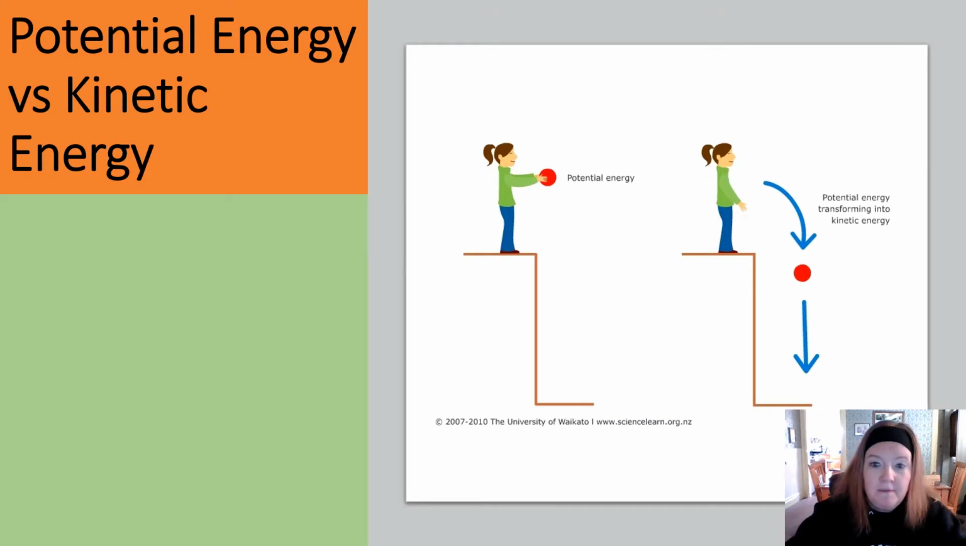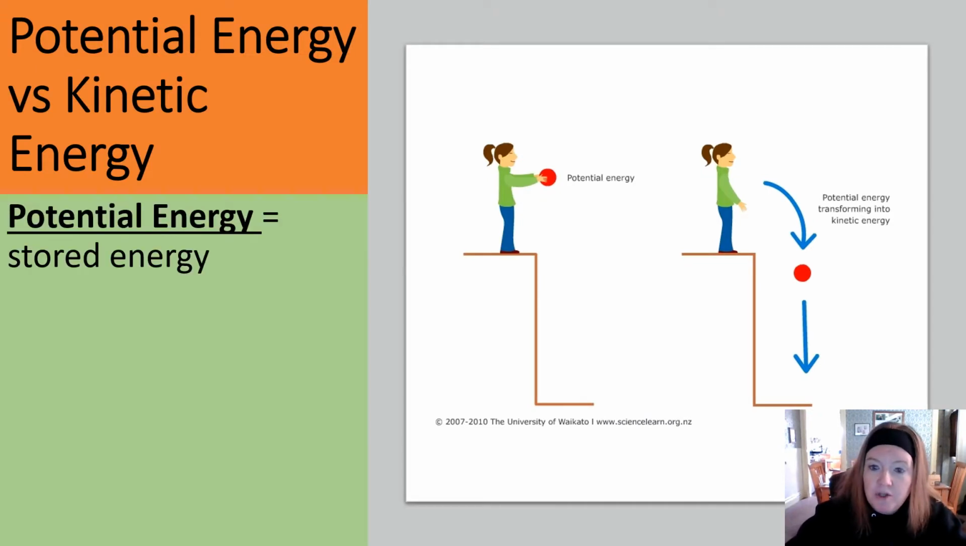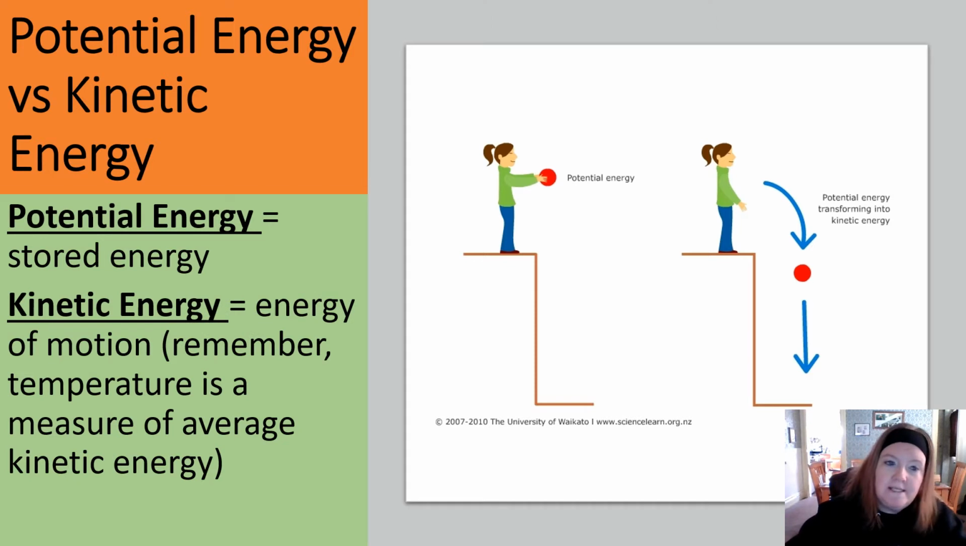Okay, now comparing potential and kinetic energy. Potential energy is stored energy, whereas kinetic energy is the energy of motion. Remember, temperature is a measure of the average kinetic energy. So stored energy, potential, energy of motion, kinetic.